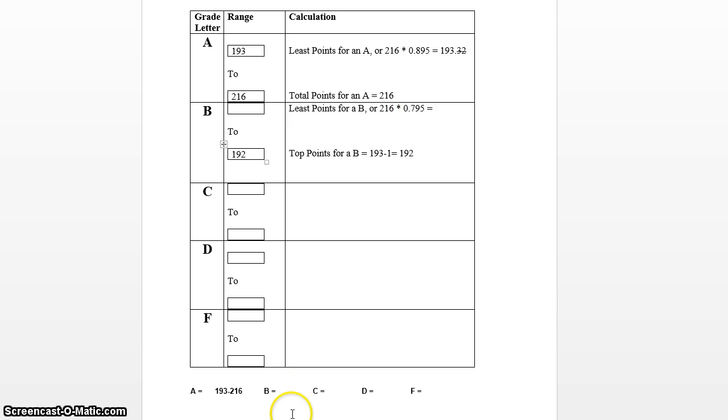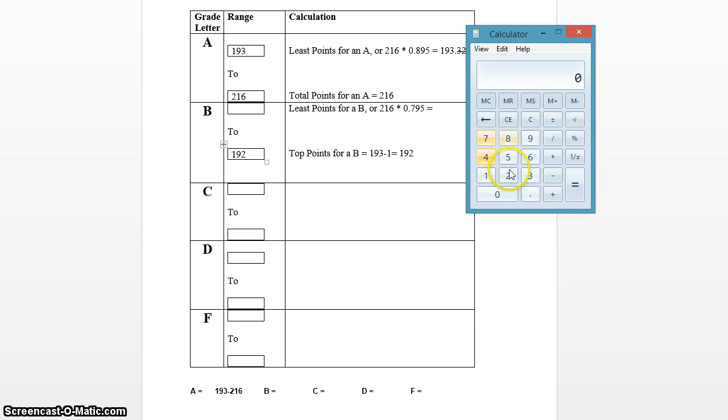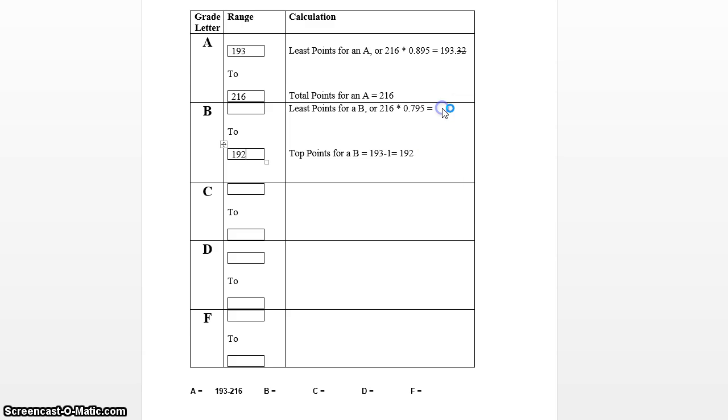216 times 0.795 is the low mark, so let's calculate that. The entirety of 216 times 0.795 is equal to 171.72. Now that is something I should probably round up to 172, right? So we're going to round that up to 172. All right, so we know that the bottom of the B range is 172, which means the top of the C range is 171. All right?